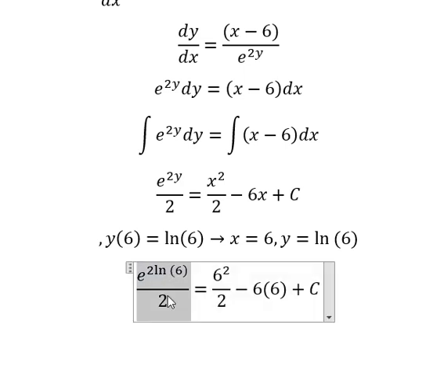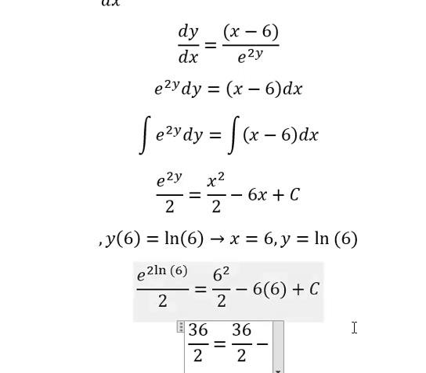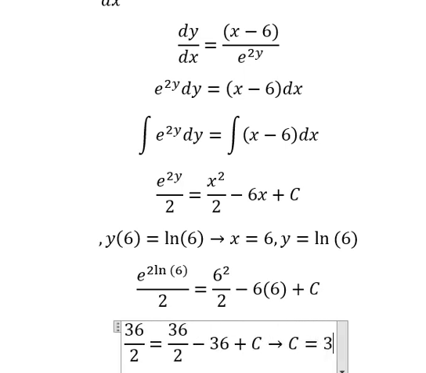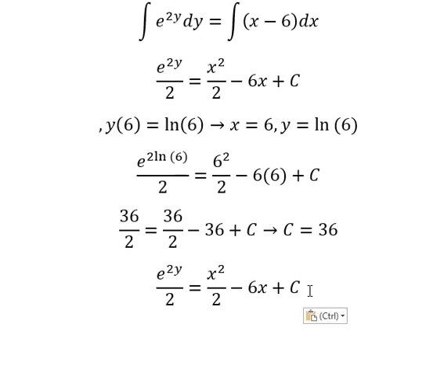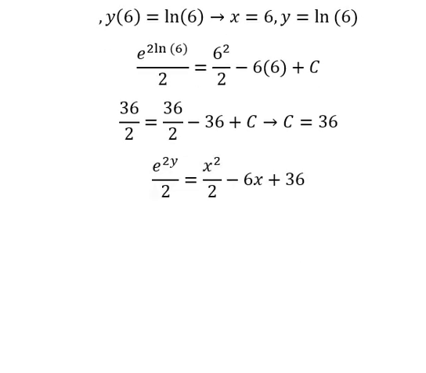So, this one is 36 over 2, and this one is 36 over 2, and this one is 36. So c equals 36. And now we can put this here. Now we multiply both sides by 2.